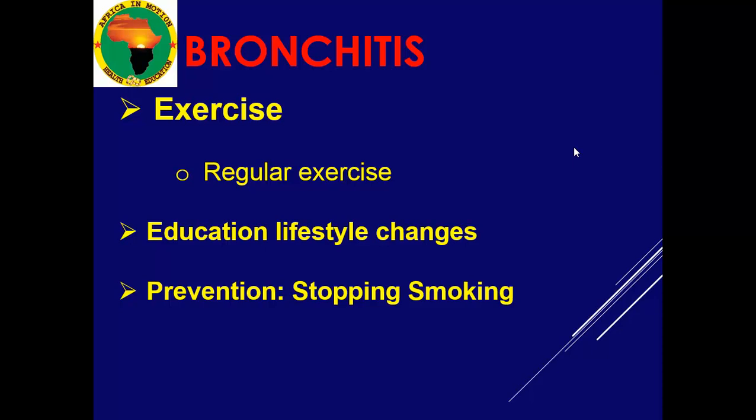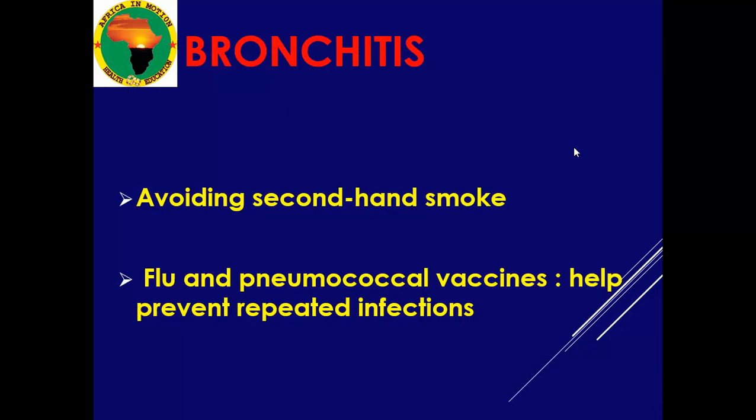Education, lifestyle changes. We spoke about the negative impact of smoking, and stopping smoking is very important. If you have bronchitis, one of the first steps that needs to be in place is to stop smoking. Then, second-hand smoking. You don't smoke, but you are with a smoker, so you are still breathing the smoke from the person who is smoking. So prevention is regarding the whole management. You are concerned as well.